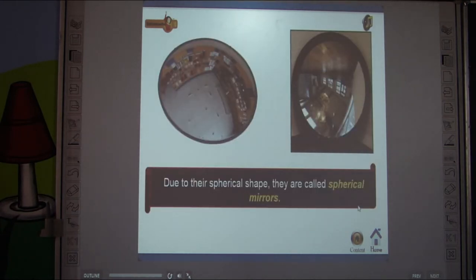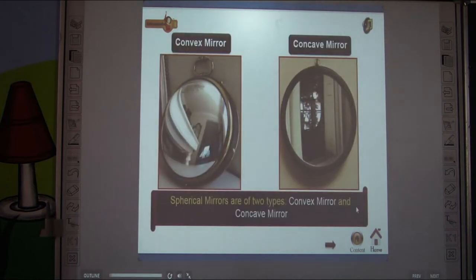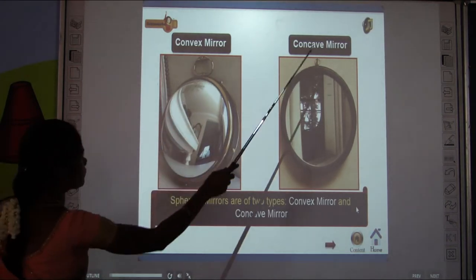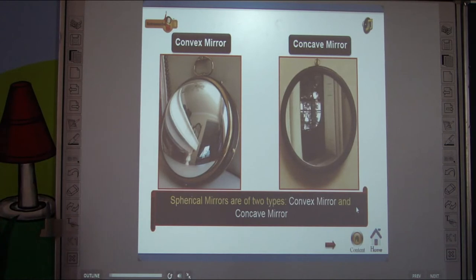Due to their spherical shape, they are called spherical mirrors. Spherical mirrors are of two types. What are the two types? One is convex mirror and the other one is concave mirror.